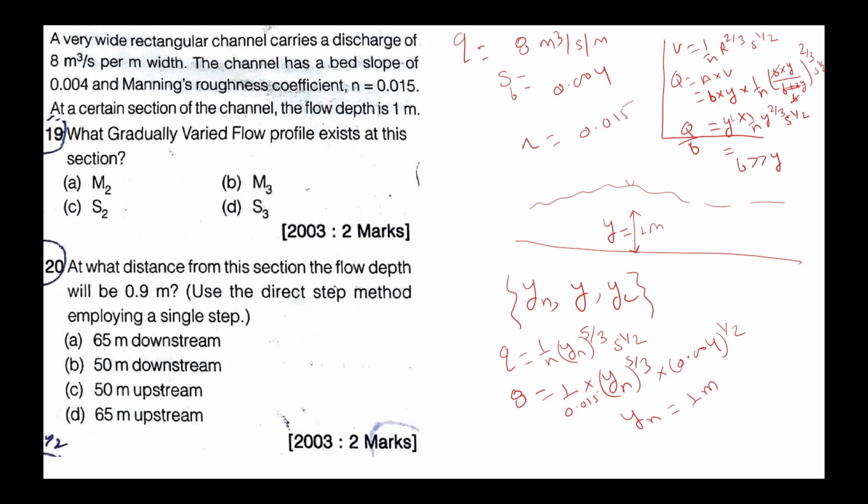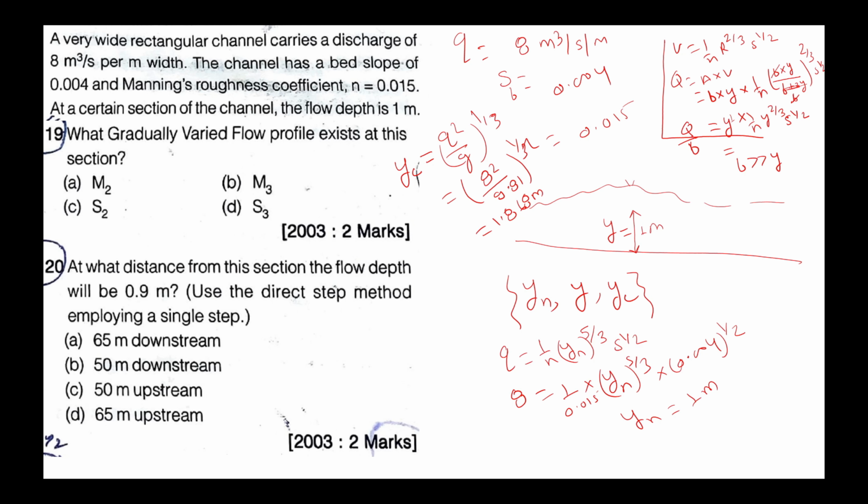Now let me calculate yc. How will we calculate yc? Your yc is already known: q square divided by g, to the power 1 by 3. What is q square? q square is nothing but your 8 square, divided by 9.81, to the power 1 by 3. So your yc value will come to 1.868 meter.